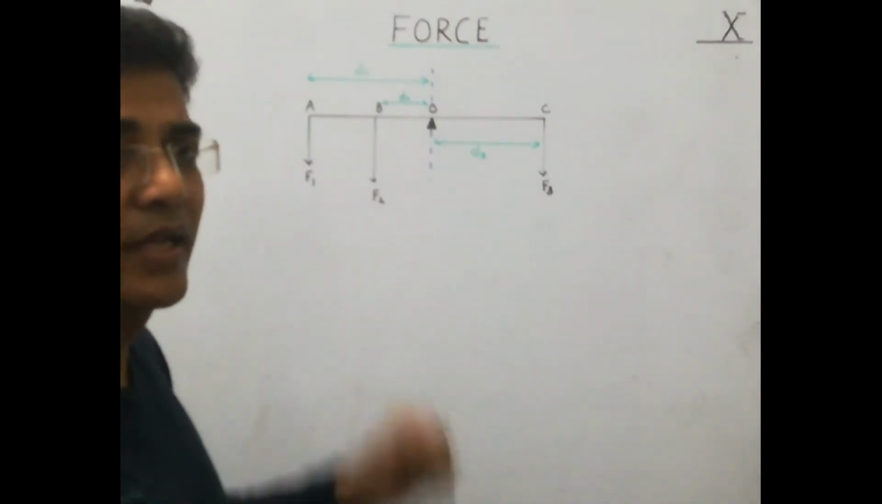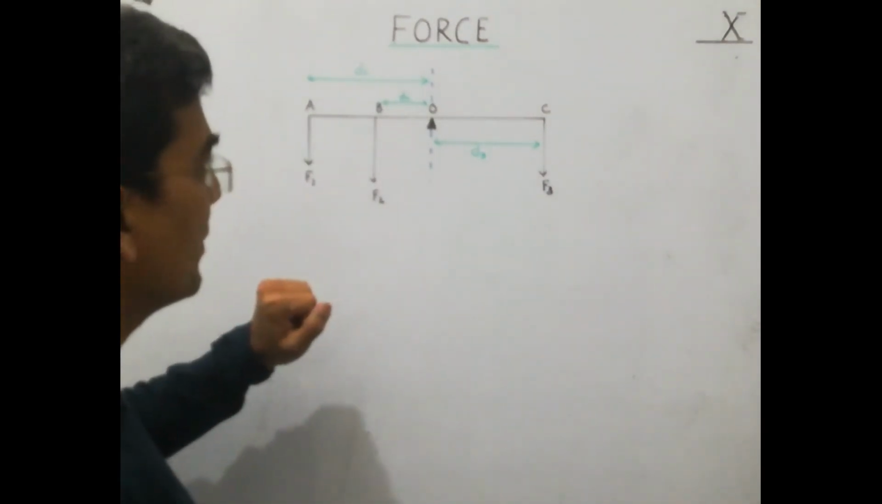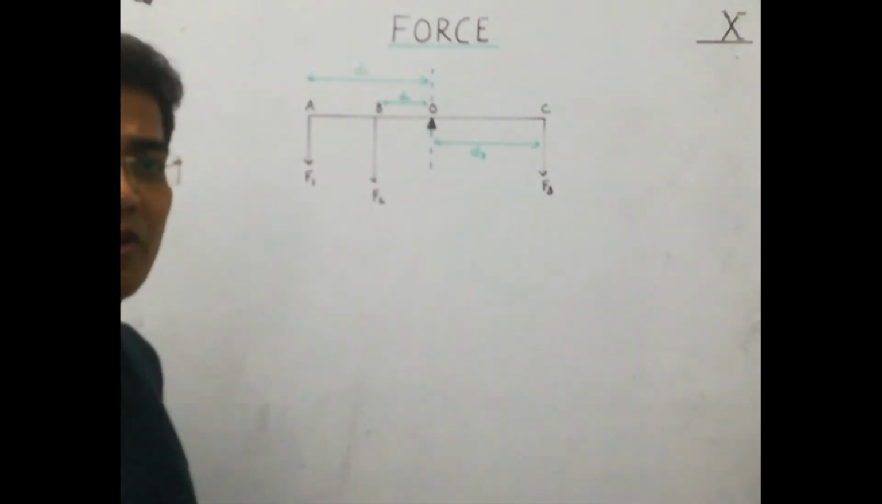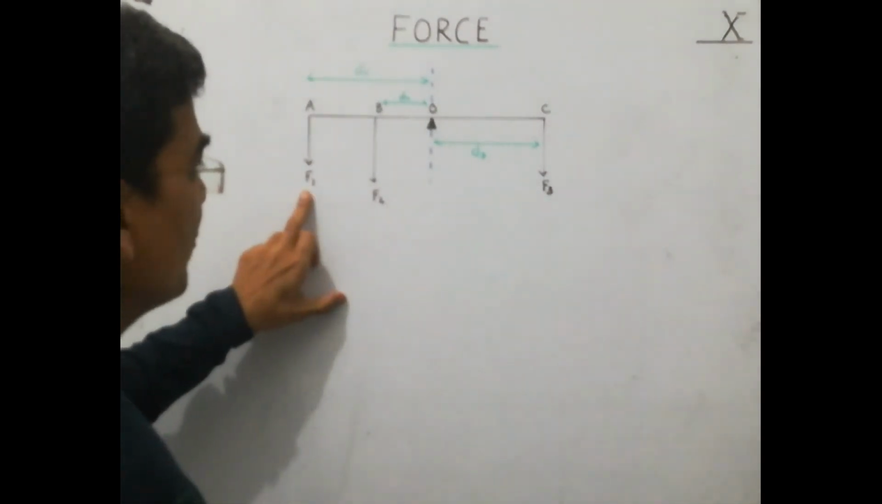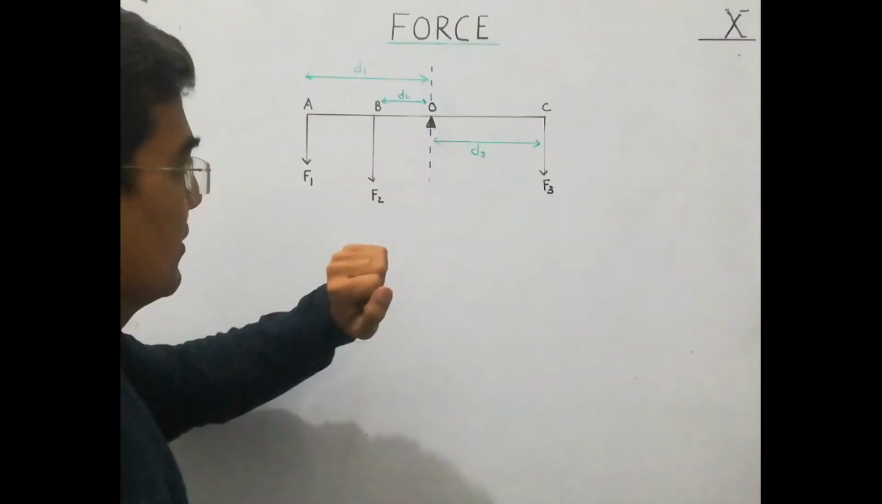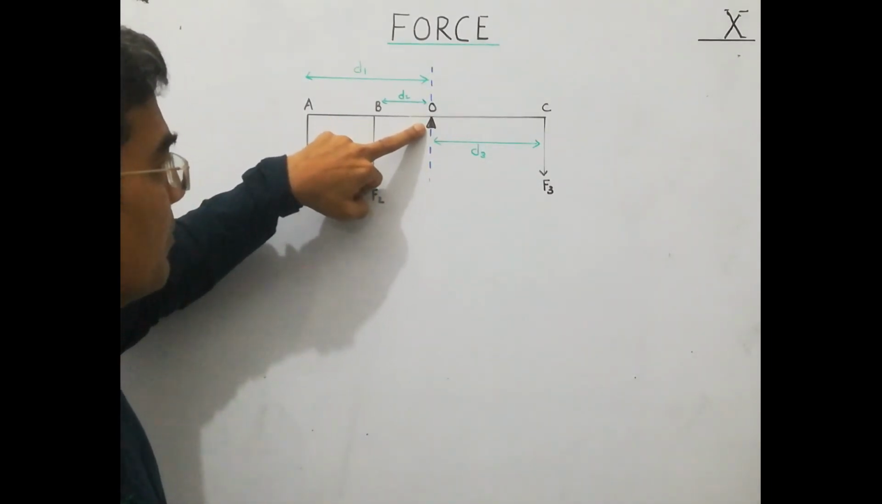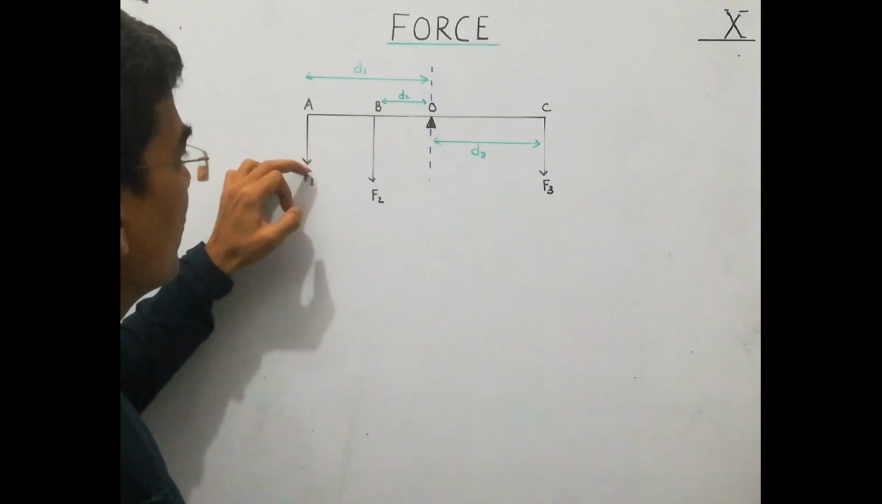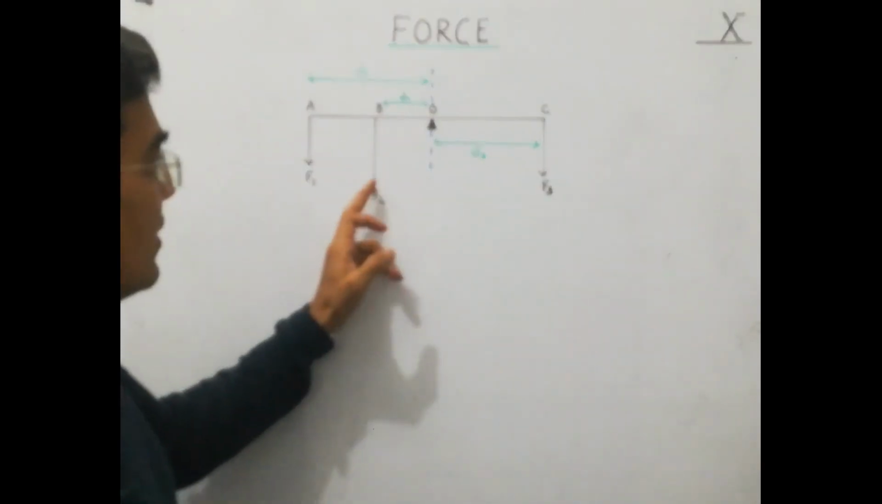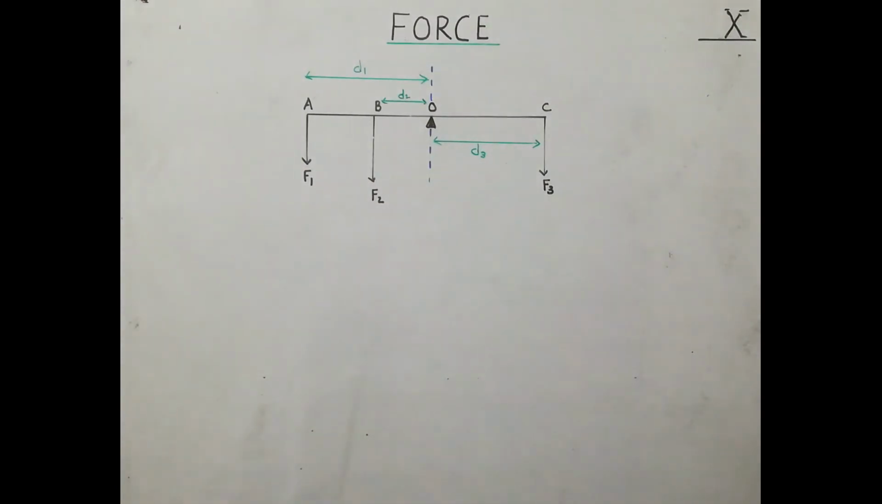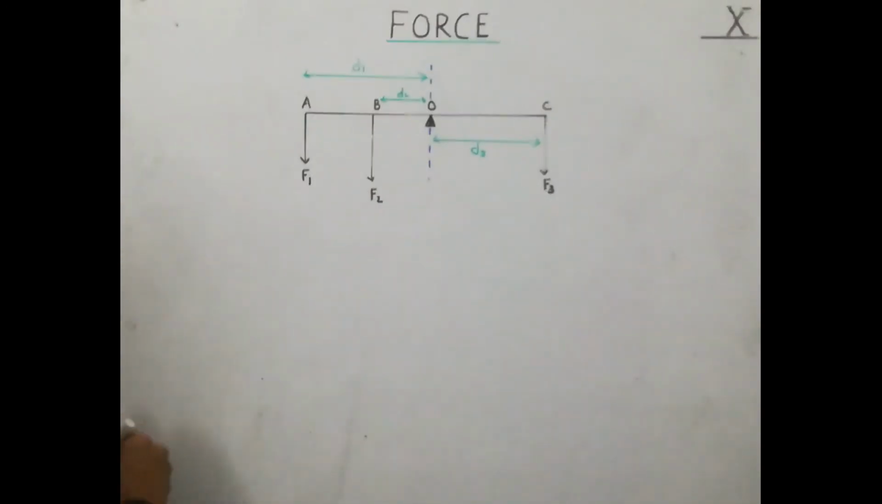Now suppose the body is in equilibrium. Now if the body is in equilibrium, then sum of the anti-clockwise moment will be equal to sum of clockwise moment. Now there are three forces F1, F2 and F3. These three forces are trying to rotate the body about the point O. Distance of the first force is D1, distance of second force is D2 and distance of third force is D3. And these three forces are trying to rotate the body.